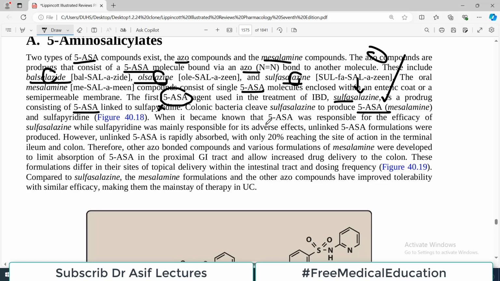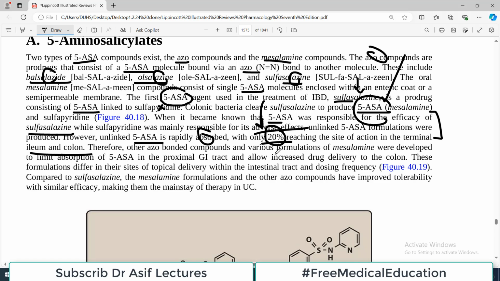It became known that 5-amino salicylate was responsible for the efficacy of sulfasalazine, while sulfapyridine was mainly responsible for the adverse effects. So we now have some detailed information कि जब ये compound intestine में metabolize होता है तो कौन सा उसका component important है और कौन सा actually adverse effects cause करता है, okay? However, unlinked 5-amino salicylate is rapidly absorbed, only 30% reaching the site of action in the terminal ileum and colon. So this is an important point. It's a very small amount which is reaching the colon, and that's the amount that we need actually, because colon में काम करना है, colon में inflammation है, okay?